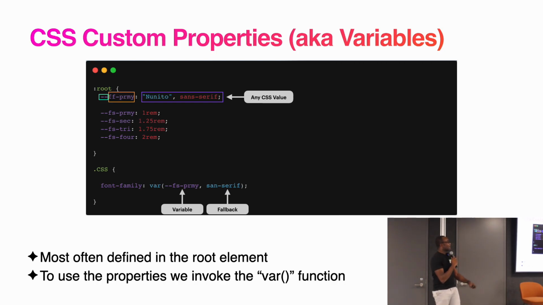Now you may be wondering, what happens if we forget to include the sans serif fallback? Well, CSS is built on the fact that it gracefully fails. Meaning that if the fallback is not defined and the variable itself is not defined, this entire line is skipped and the browser just goes on reading the entire file itself. It doesn't even bother applying these styles.